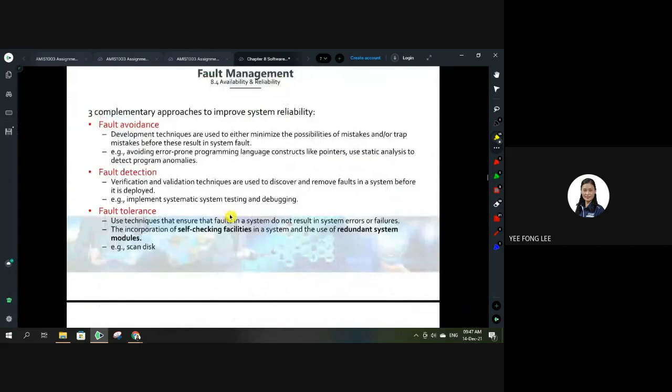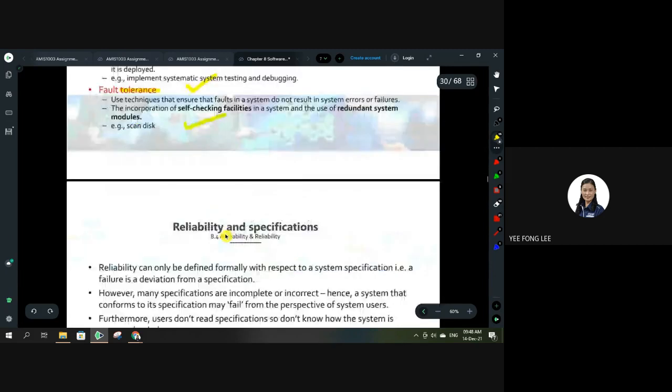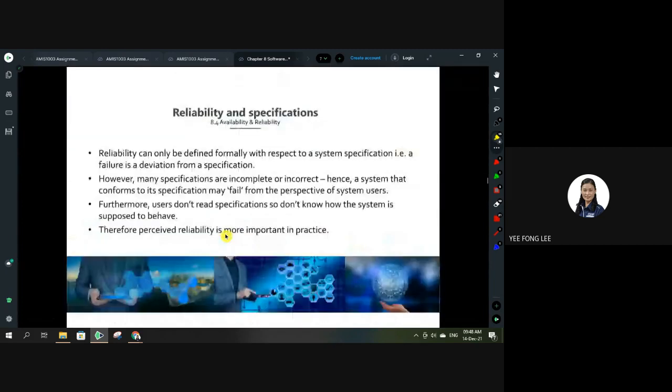Fault management. Three complementary approaches: avoidance, detection, and also tolerance. Please highlight these three. First, avoidance. Second, detection, and tolerance, with examples given here. This one I'll leave to you. Next one, reliability and specification.